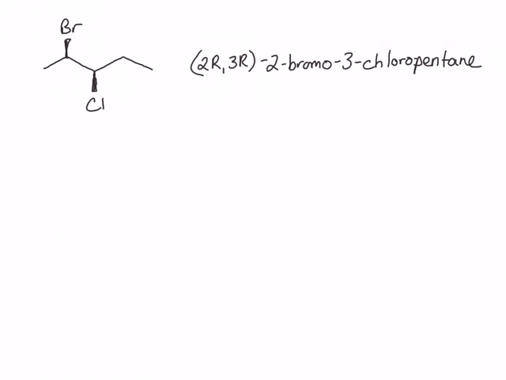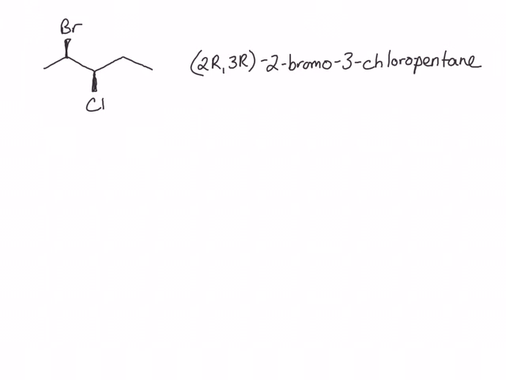Fischer projections are particularly useful for looking at molecules that have more than one chiral atom. Let's look at an example. Pause the video for a moment and name this structure, including the absolute stereochemistry of its centers. Hopefully you've determined that both of these chiral centers are R, and the name of this compound then will be 2R,3R-2-bromo-3-chloropentane.